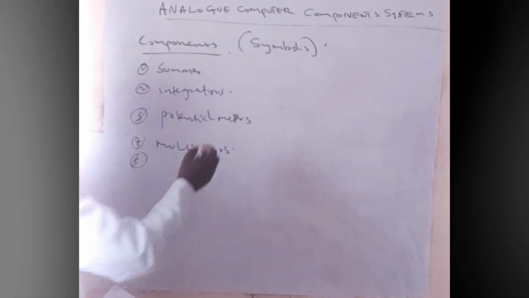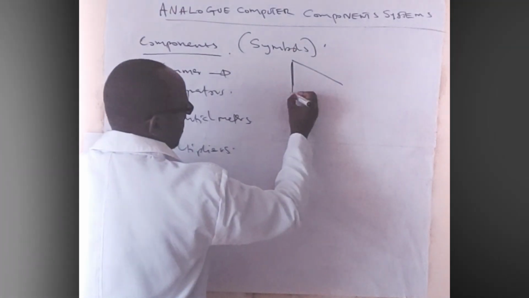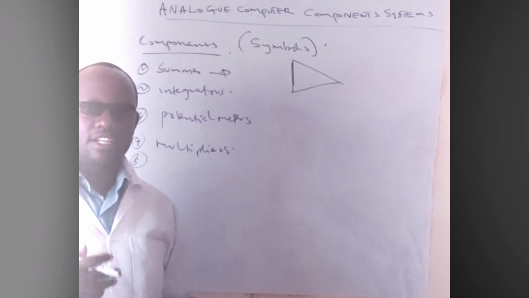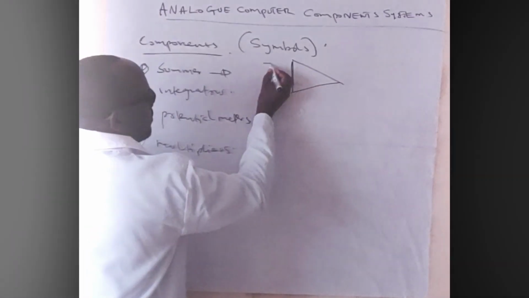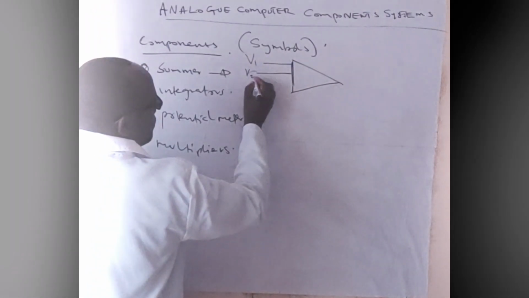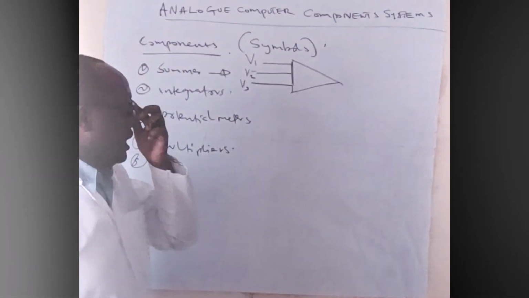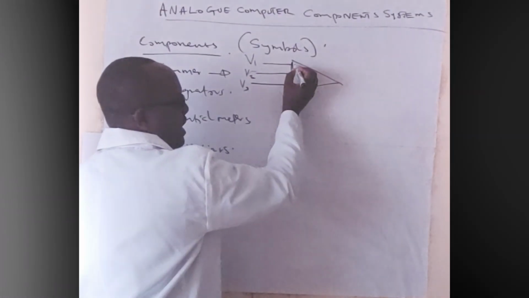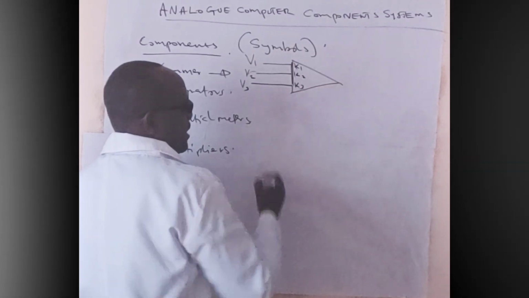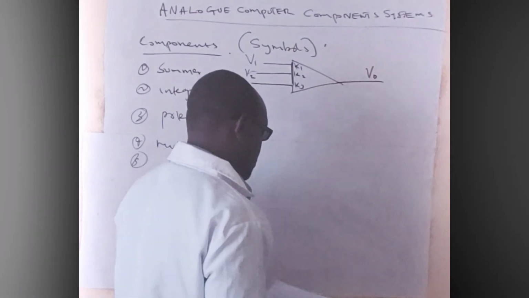So the symbol for this one is drawn this way. And this one, the summer, can have more than one input. It can have V1, V2, V3. And it can also have the gain. So we can see this one has gain K1, this one gain K2, gain K3. And of course, it has to have the output.